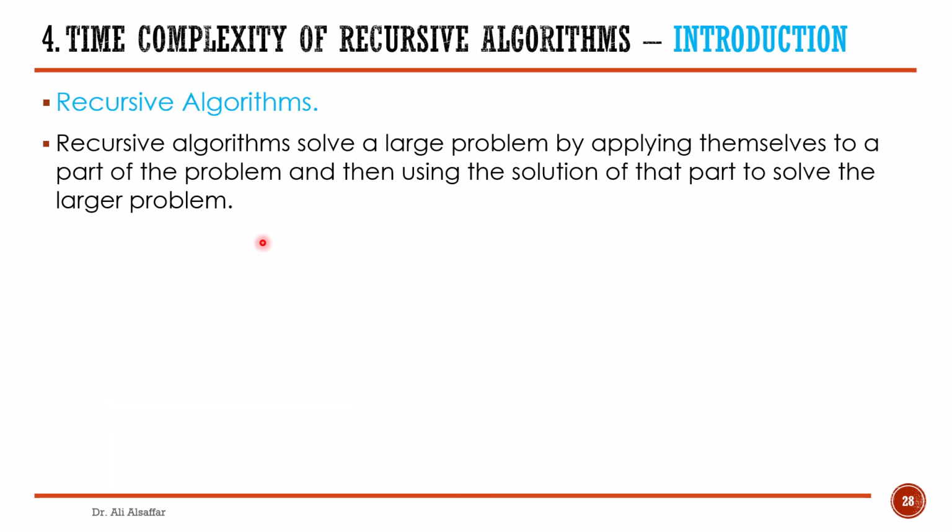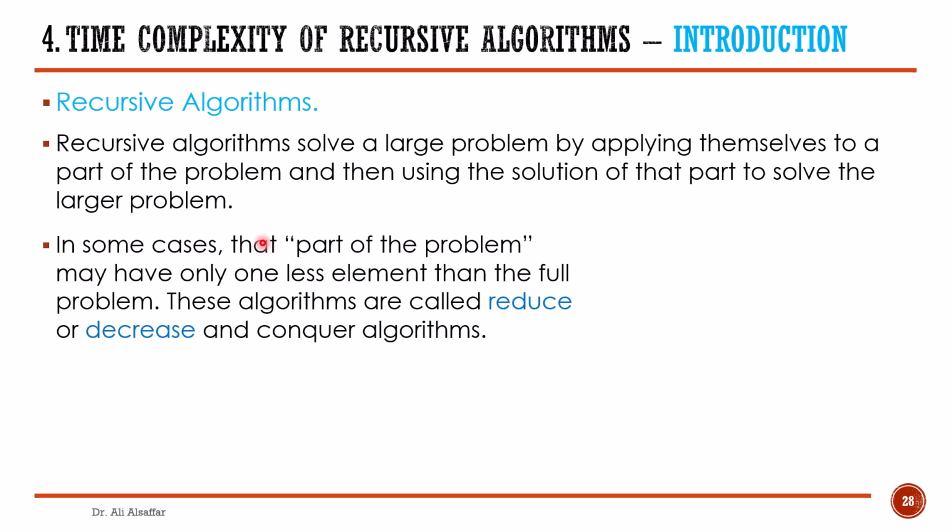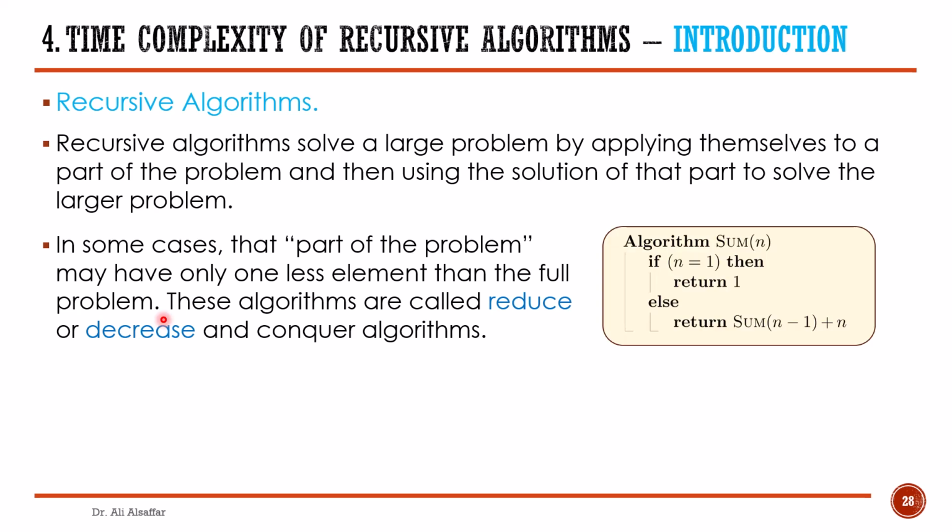Our next discussion is what are the common cases in recursive algorithms for the definition of part of the problem. In some cases, that part of the problem may have only one less element than the full problem. And here is an example. In this algorithm, the parameter n is considered as the data for the algorithm as well as the size of the problem. As you can see in the recursive call, the size of the problem n is reduced by 1. These algorithms are called reduce or decrease and conquer algorithms.